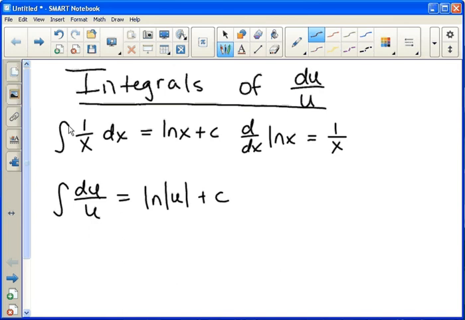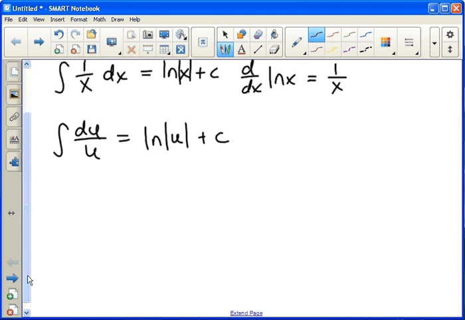And that's actually one thing you have to add in there, is the absolute value. The reason for that is the domain of natural log is only positive numbers. So since we're switching from a function that can have negatives, du over u, back to one that cannot have negatives, we have to do the absolute value sign. So just remember to put the absolute value sign when you're doing this.